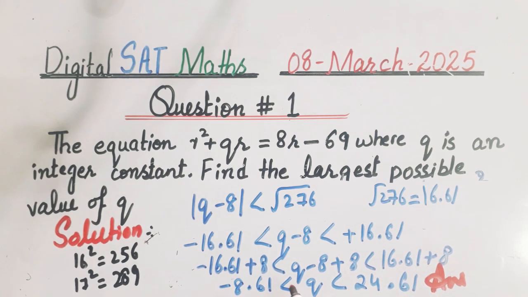You have to determine the largest value. So q must be an integer, then q will be less than this. So this will be the largest possible value of q. I hope you understand how I have solved question number 1. Now I will solve question number 2.